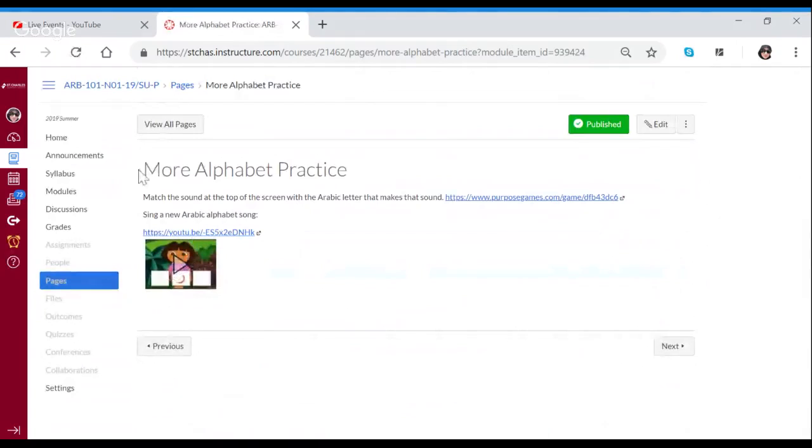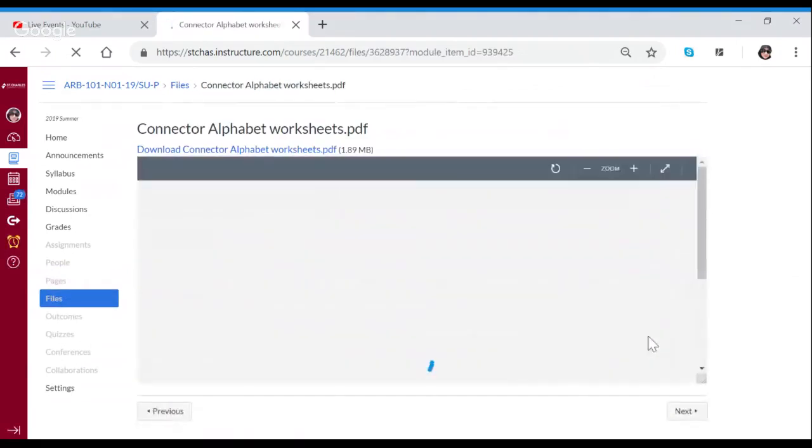Here is an alphabet song for you to sing. You can do that at home. Then we have, and these are supplementary, you don't have to turn these in, but they're just extra practice for you.